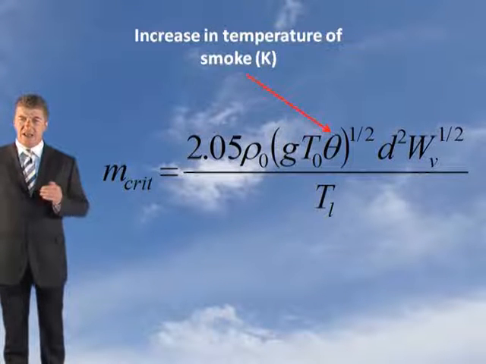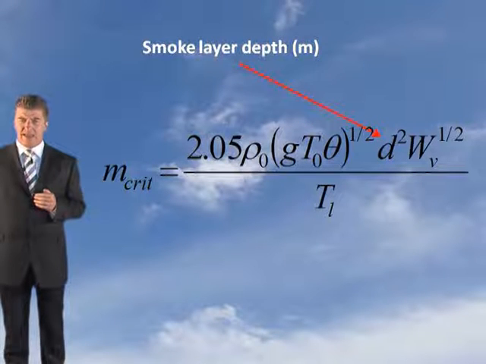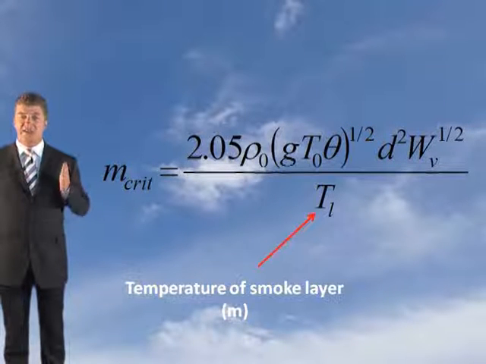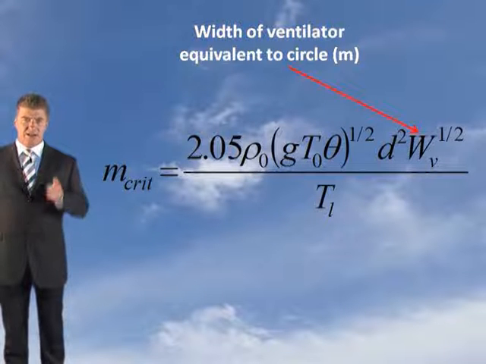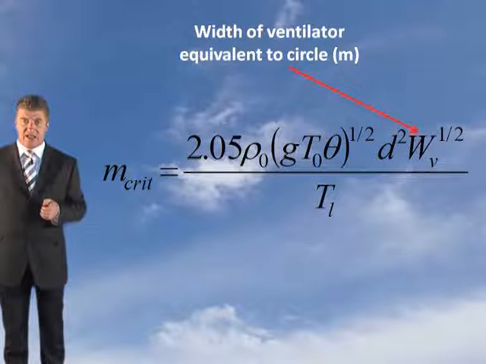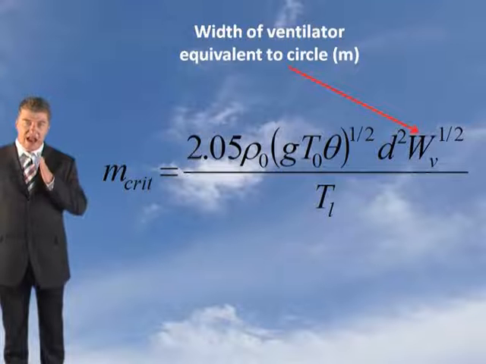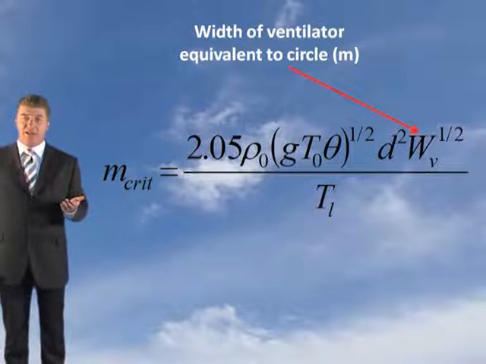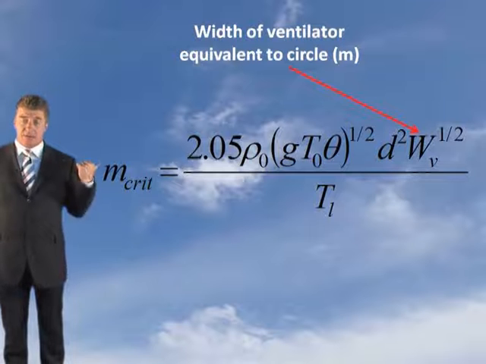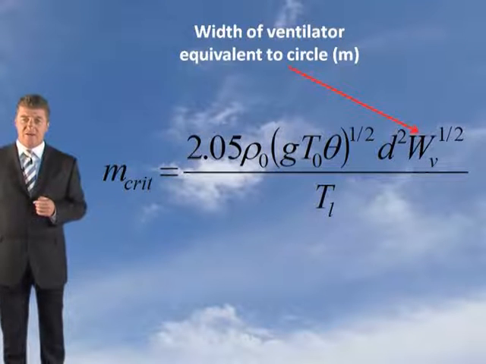Your theta is your increase in temperature of smoke. Your D is your smoke layer depth. TL is the temperature of the smoke layer. WV is the width of a circular ventilator with the same area as any other vent. Because you're not sure what size or shape of vent you're going to have, you have to convert it to a circular ventilator to make this formula work. So that's what WV is.